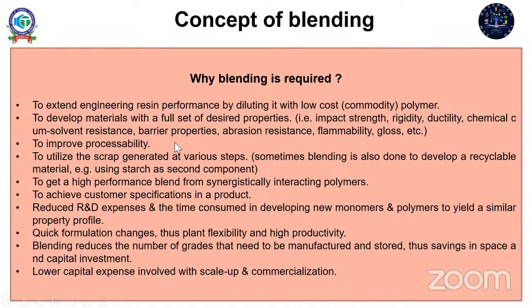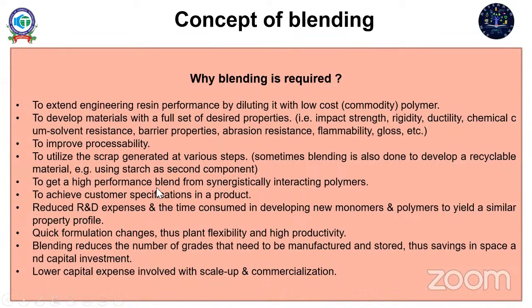So then to improve processability. There are certain polymers which are difficult to process. These polymers can be blended with low processing temperature polymers, so that their processability can be improved. Then to utilize the scrap generated at various steps. For example, there are some post-consumer recyclers. These post-consumer recyclers can be blended with the virgin polymers, or with some other material.